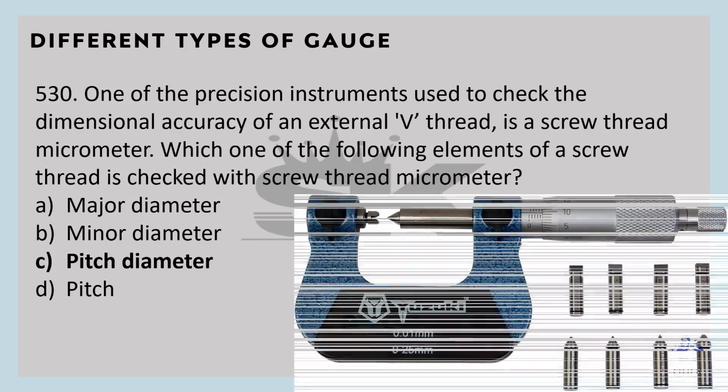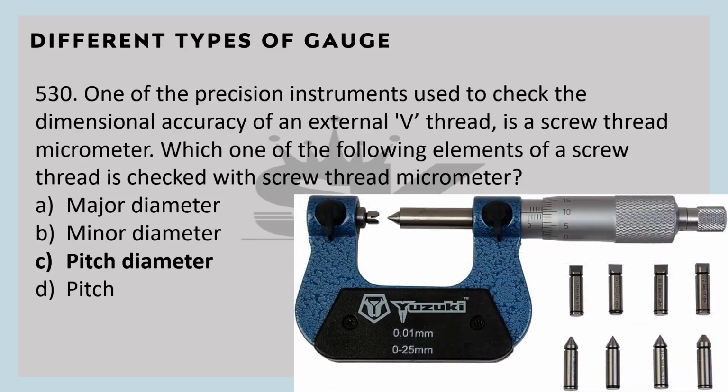You can see here in the image, this is the screw thread micrometer. The screw thread micrometer is used to check the dimensional accuracy of external V thread. By this, the depth of thread and pitch diameter can be measured.